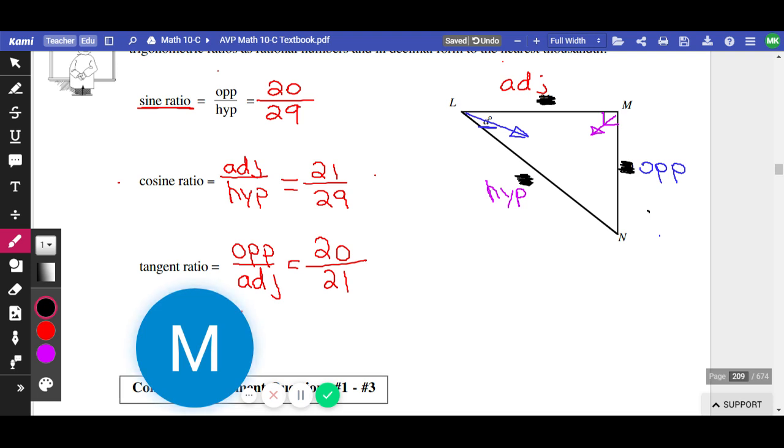What they're telling you is two side lengths of that triangle. So I could come over to this triangle and say, sine is opposite over hypotenuse. That means they've told me my opposite side is 20, and my hypotenuse side is 29. See how the trig ratios are giving you side lengths? So you could work the other way too.